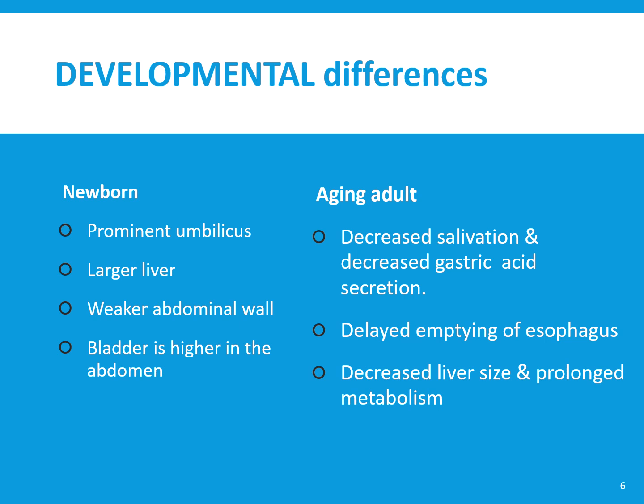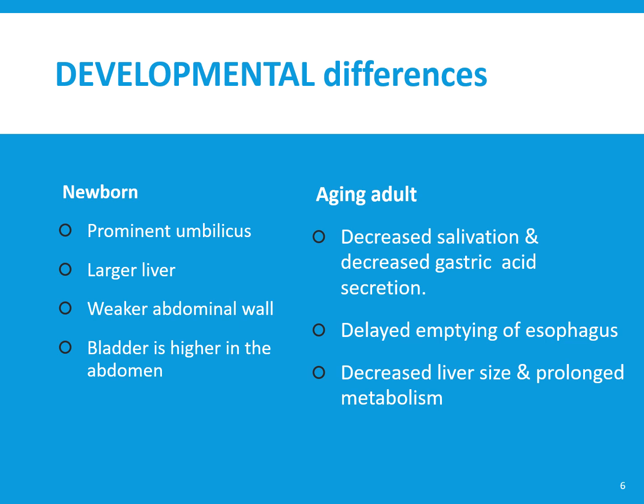With developmental differences in the newborn, they do have a really prominent umbilicus because their umbilical cord was just removed or clamped off. So it is pretty prominent there, and it's pretty normal to have slight umbilical hernias as newborns as well. They have larger livers, they have weak abdominal walls, so they have a really protuberant round belly. Their bladder is a little bit higher in the abdomen.